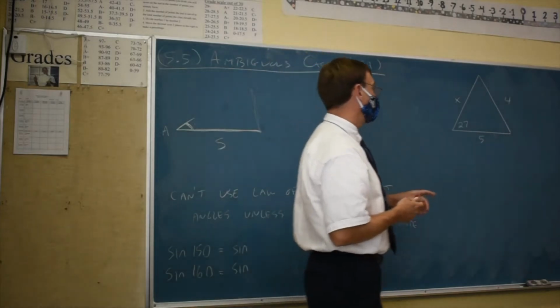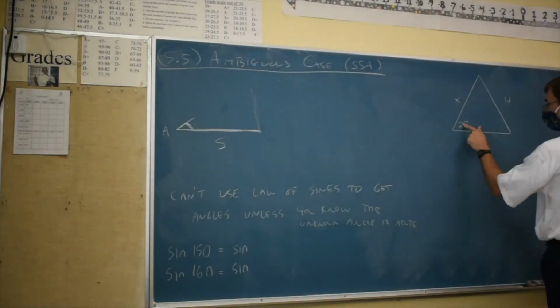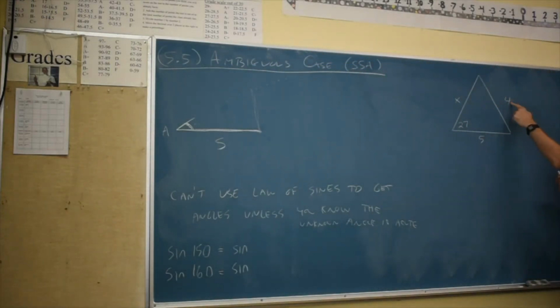So if I go to look at this, 27 and 4 are linked. 5 would seem to be ready to lead you to this angle, possibly with law of sines. But do you know that that angle is acute? Shaking our heads no. What do we know about this angle?